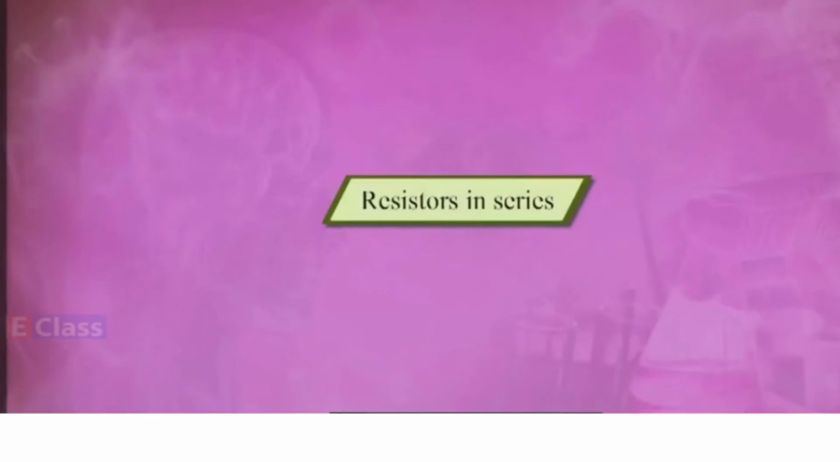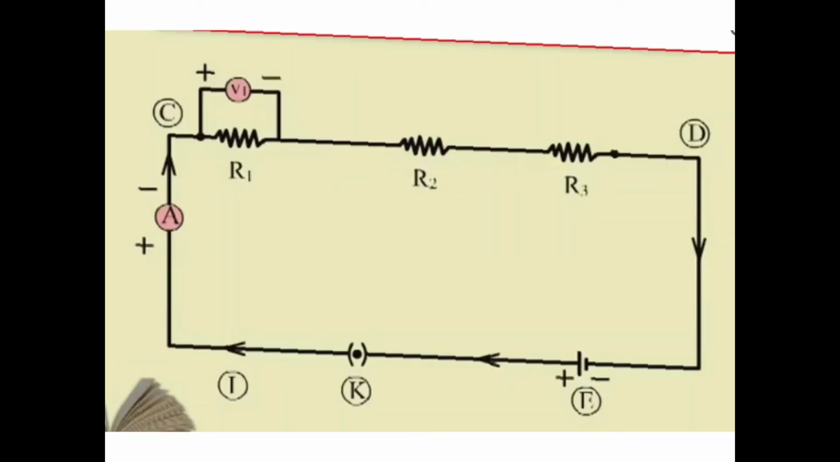This arrangement is normally used to increase the resistance. Now let us understand the circuit diagram. You have R1, R2, R3, etc., the resistances, and here we have the ammeter through which we can measure the current. Here we have the voltmeter which measures the potential difference.